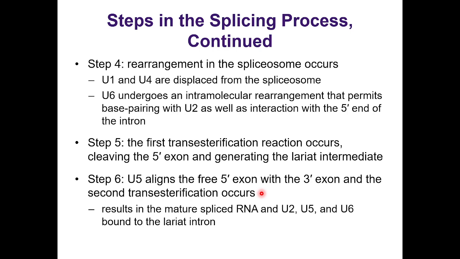Step 6 is going to be the U5. This is then going to align the free 5' exon with the 3' exon, and the second transesterification is going to occur.